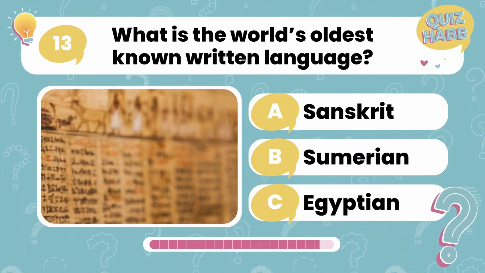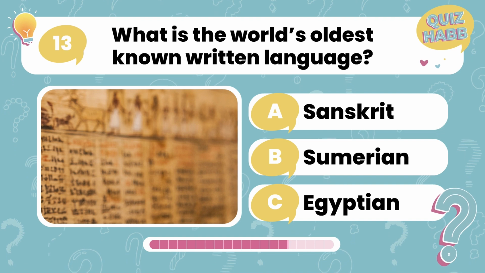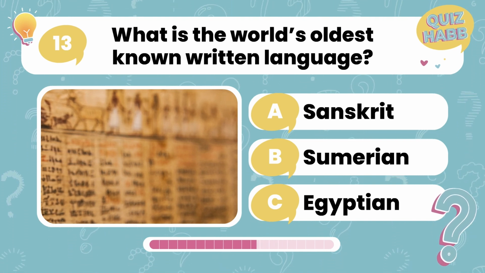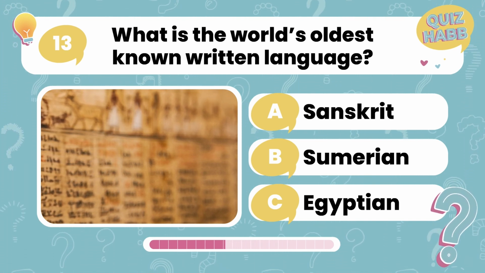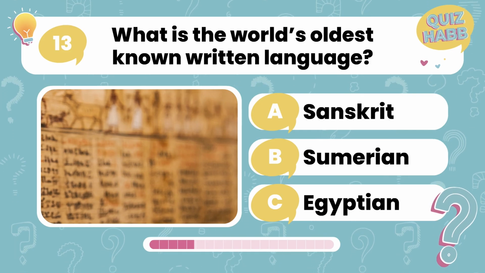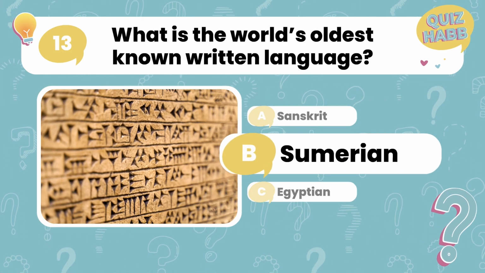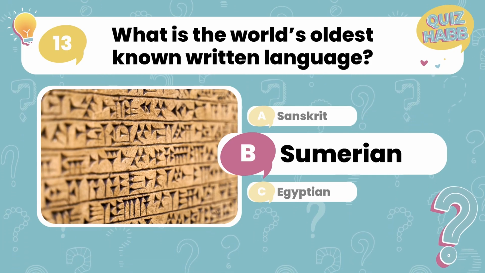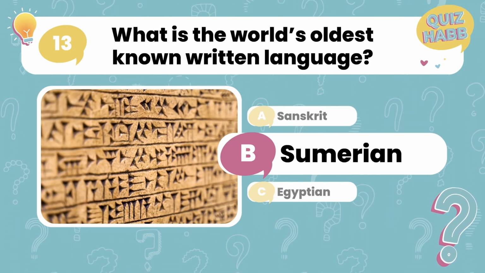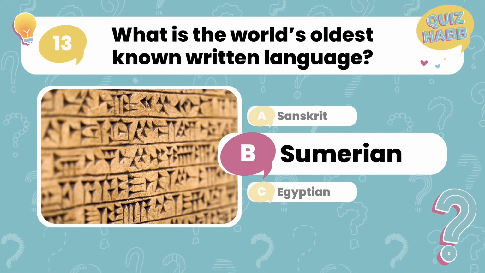What is the world's oldest known written language? A. Sanskrit. B. Sumerian. C. Egyptian. Correct answer, Sumerian. It is an isolate language, which means it's not related to any other existing languages.